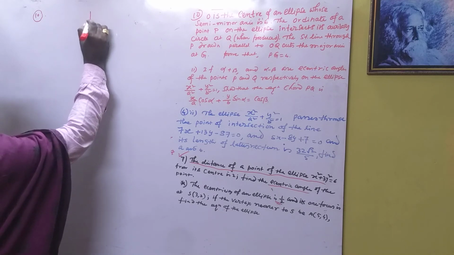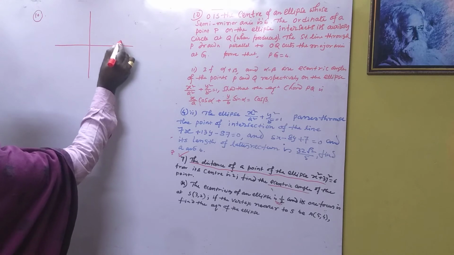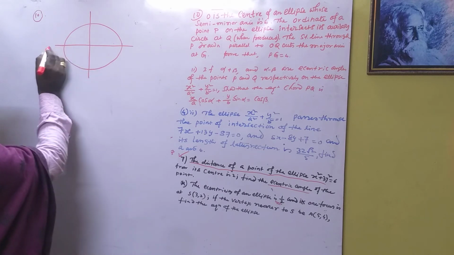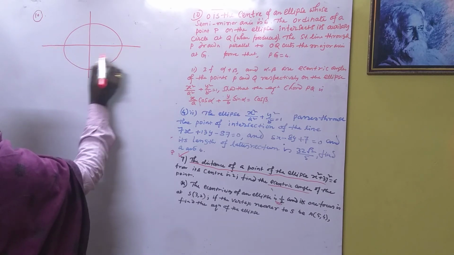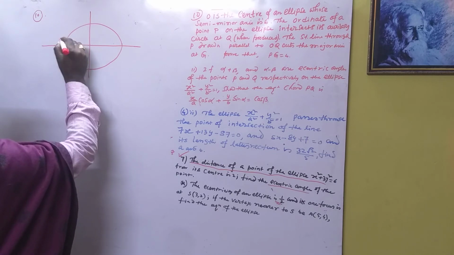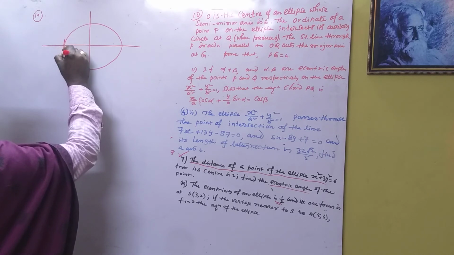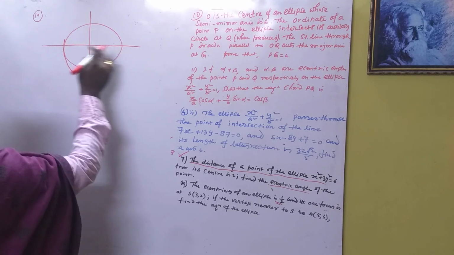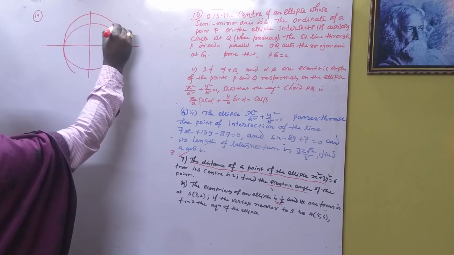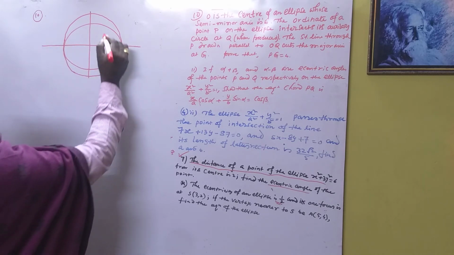So see here, this is your drawing of the ellipse. Okay, and draw the auxiliary circle. You know what is the definition of the auxiliary circle? If we take the major axis as a diameter, this is the major axis, that is twice A. Then draw a circle, and that circle is called the auxiliary circle of the ellipse. Okay, this is the auxiliary circle.